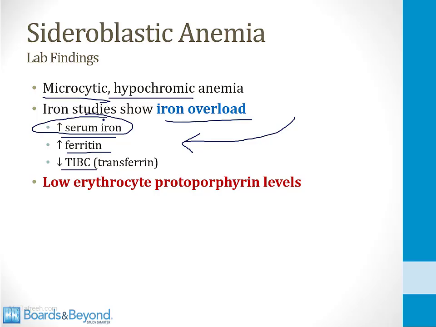And once again, that's the reason why I think you should not think of lead poisoning as a cause of sideroblastic anemia. And then finally, the erythrocyte protoporphyrin levels are low in sideroblastic anemia. This is another key finding in this disorder. And once again, we talked about how in lead poisoning these levels are high, and that's why I recommend you think about lead poisoning as a disorder all unto itself.